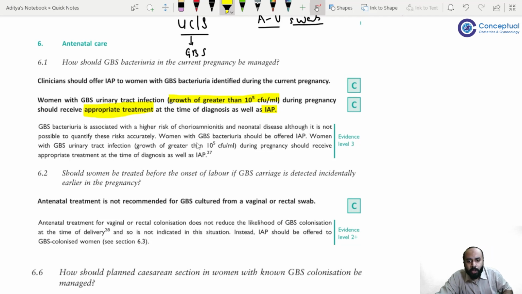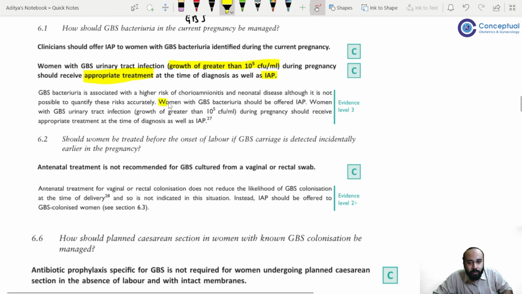So women with GBS bacteria should be offered intrapartum antibiotic prophylaxis. But if they have a urinary tract infection that is more than 10 raised to 5, then they should receive antibiotic treatment during the antenatal period as well as during labor.